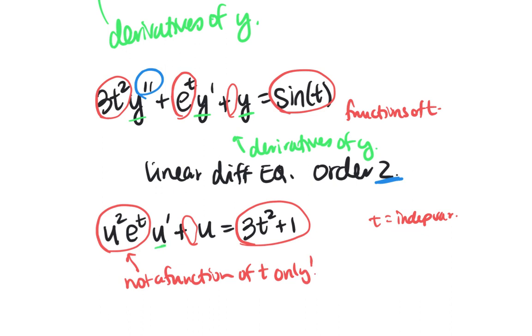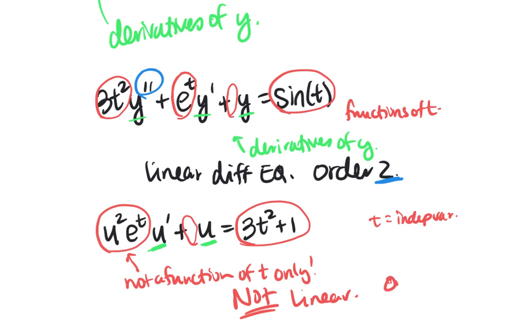Okay, and then here are my derivatives of u. They're my derivatives of u. But that coefficient in front of u prime is not a function of t only. So it is not linear. It's not a linear differential equation.